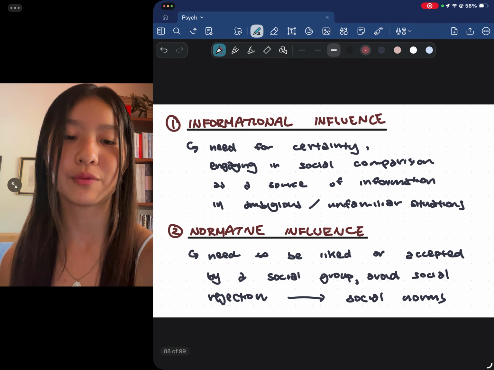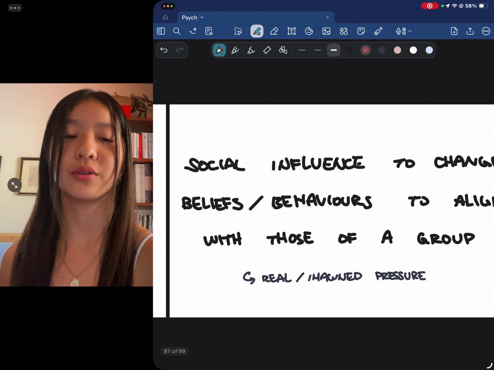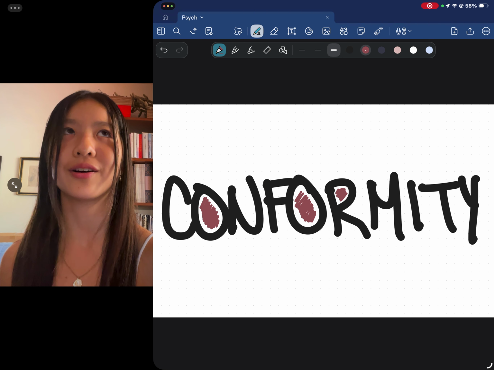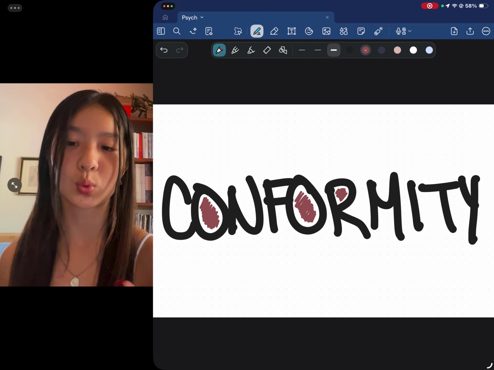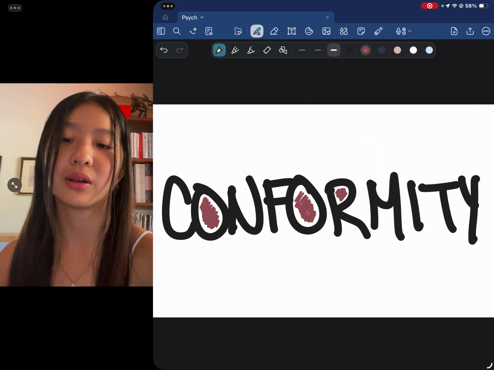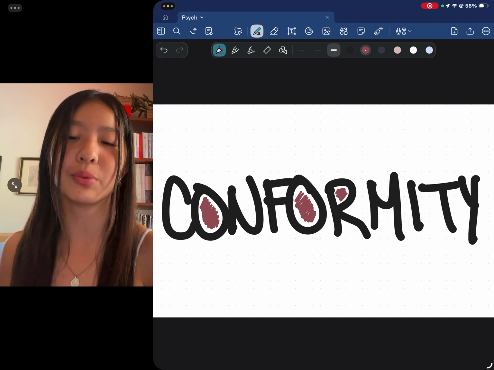So conformity is just another way of explaining social behaviors within a large group of people and interpersonal relationships and why people act the way they do.